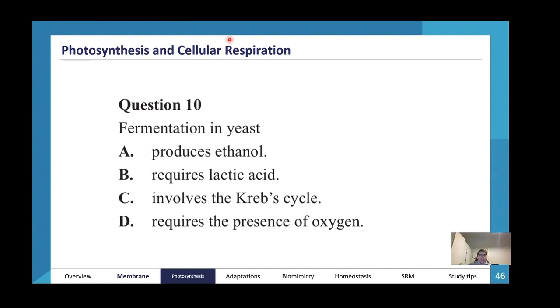How about question 10? Fermentation in yeast. A. Produces ethanol. B. Requires lactic acid. C. Involves the Krebs cycle. D. Requires the presence of oxygen. Which one do you think is the correct answer? Well, of course, A, the fact that it produces ethanol, is the correct answer.